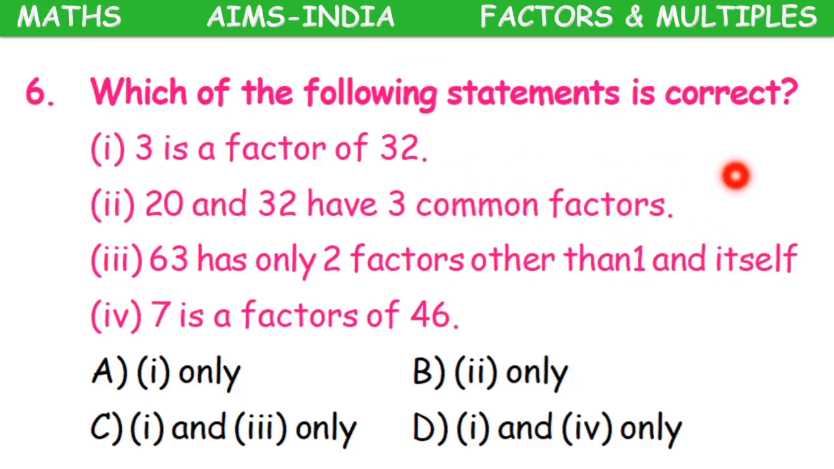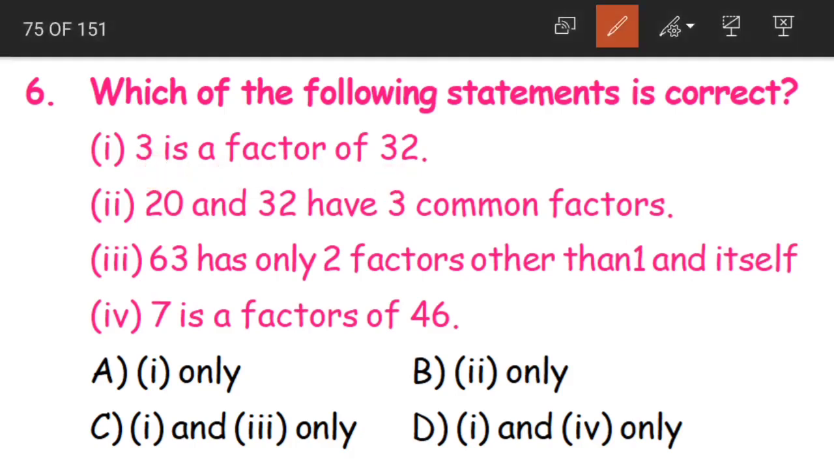Which of the following statements is correct? Yes, we have to study the statements and then tell which one is correct. Coming to 1, 3 is a factor of 32, children. See, we know for a number to be divisible by 3, the sum of the digits, that is 3 plus 2 is equal to 5, should be a multiple of 3. Is 5 a multiple of 3? No. So 3 is not a factor of 32.